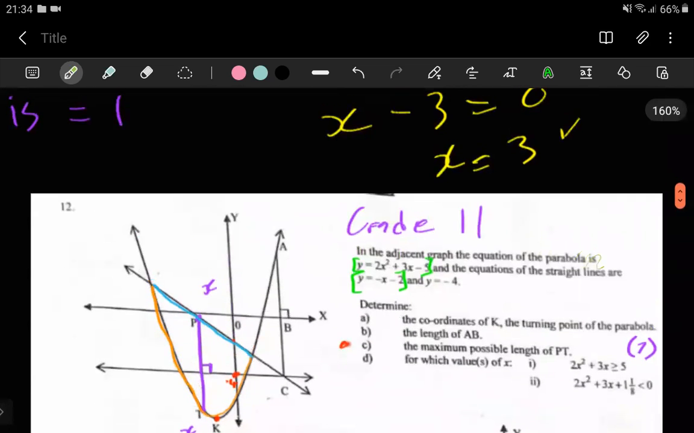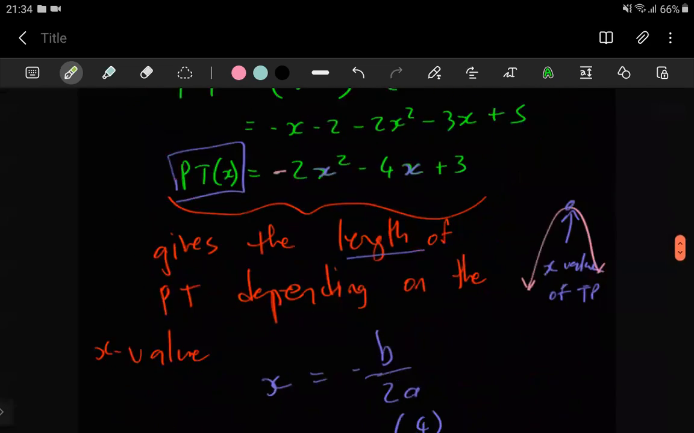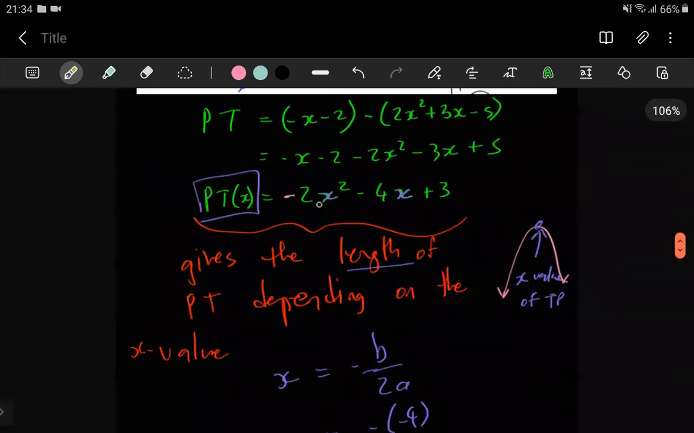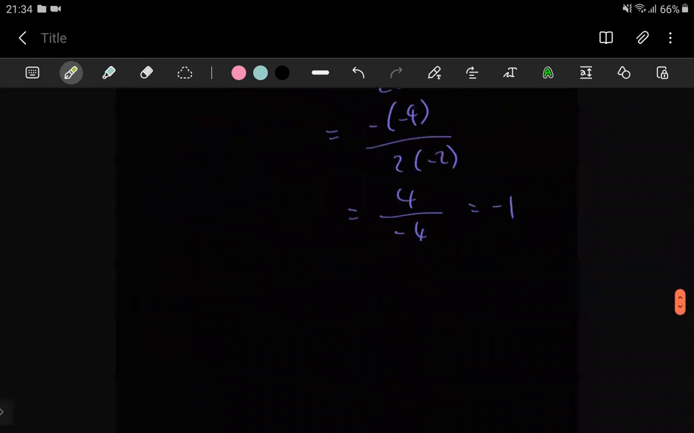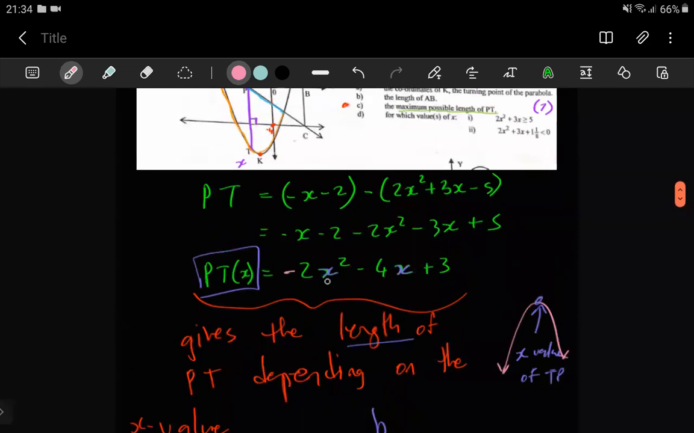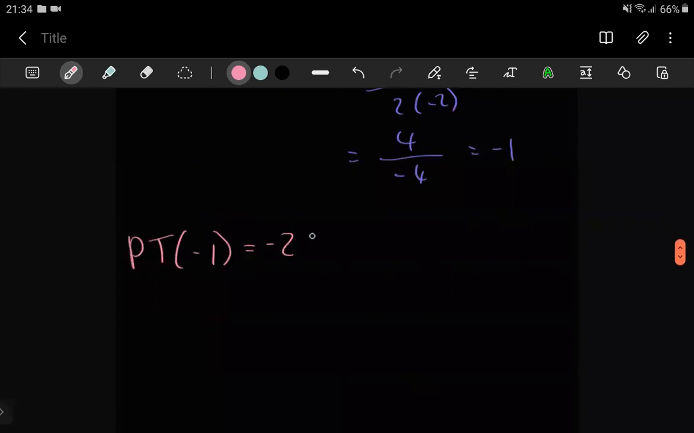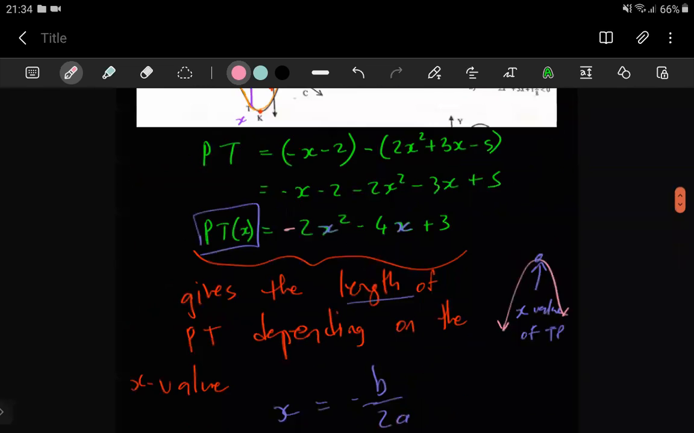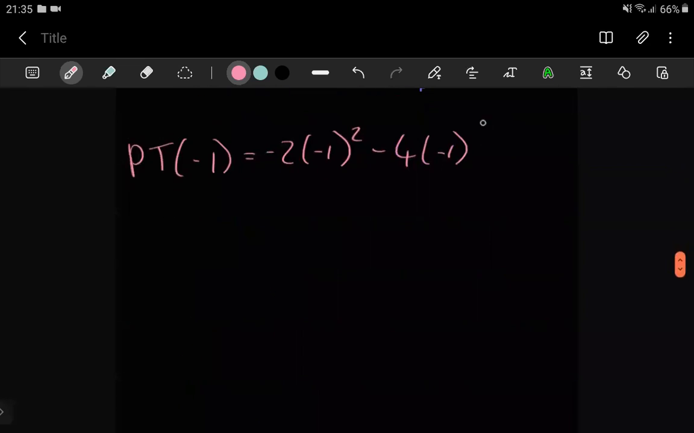Since here they want the maximum length, we know that we will get it as long as we put x as -1. So in our equation for PT, where x is, we're going to put -1. We're going to have 2, -1 squared, -1, and then +3 over there.